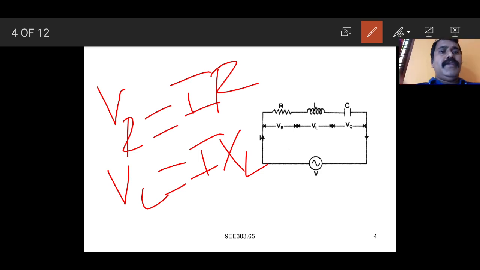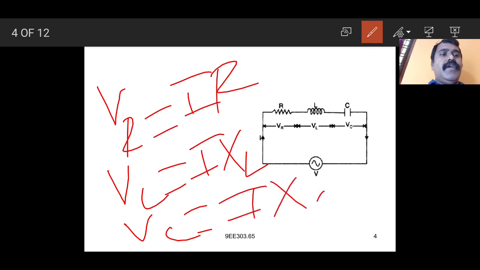VR is equal to I into XL. Again, VC is equal to I into XC here. Again, we can say XL is the inductive reactance and XC is the capacitive reactance. So VR is the voltage drop across the resistance, VL is the voltage drop across the inductance, and VC is, again, the voltage drop across the capacitance.